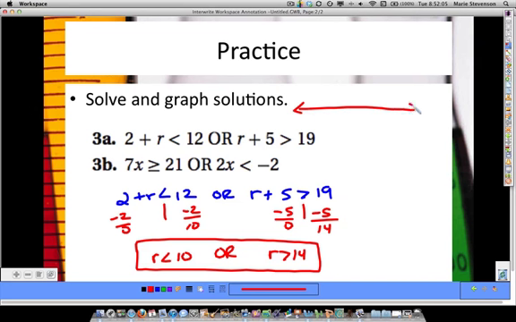And then for your graph, r is less than 10 is your lower bound. Not because it's on the left, it's because it's less than. It's everything less than 10. It is an open circle to the left. R greater than 14 is your upper bound, not because it's on the right, but because it's a greater than. Open circle to the right. Okay?